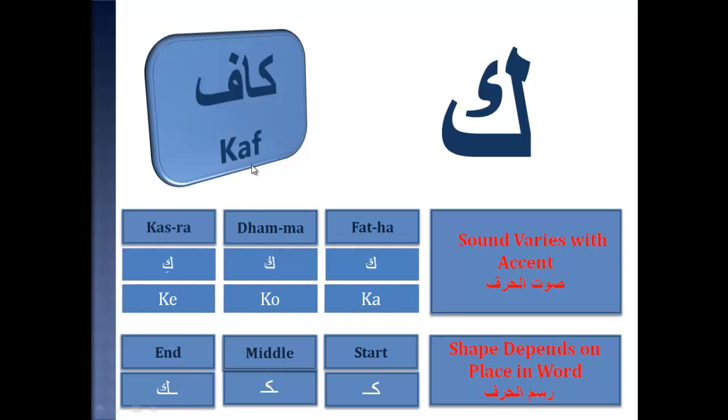Our next letter is Kaf, and the three basic sounds are Ka, Ku, and Ki. In the beginning and the middle of the word, it takes a similar shape, and at the end, it takes its original shape. Notice for the beginning and the middle, it takes a shape similar to S.